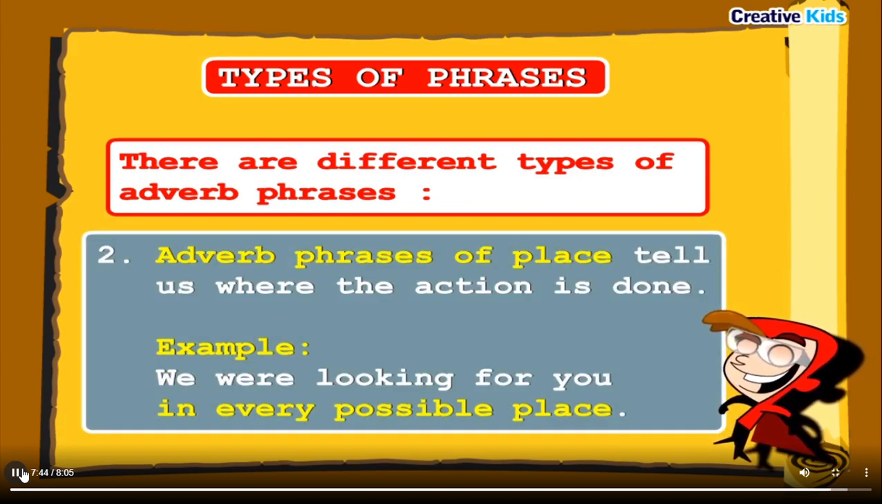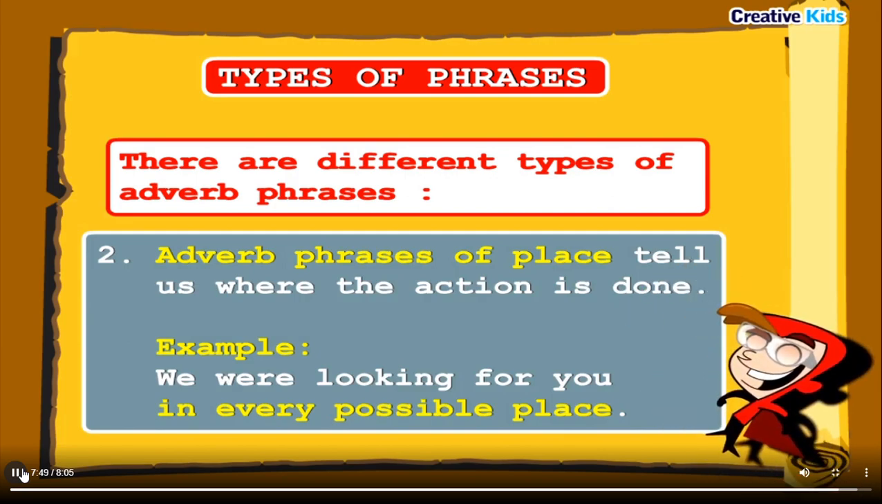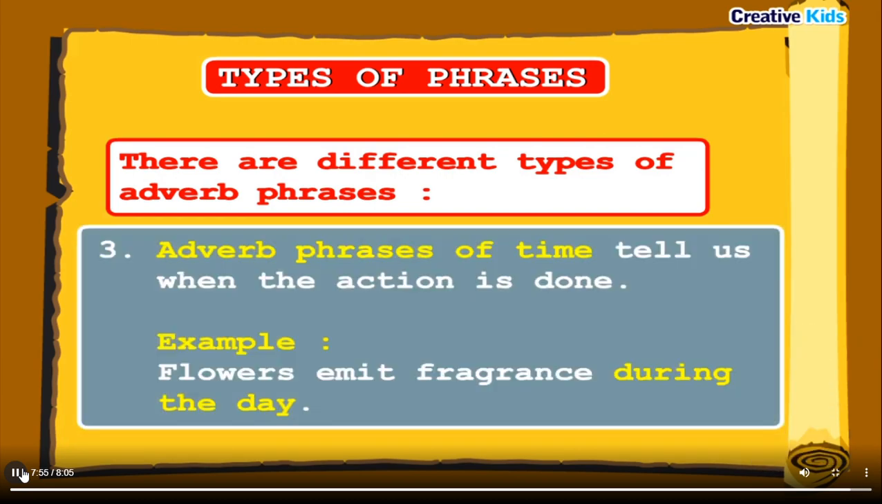Adverb phrases of place tell us where the action is done. Example: We were looking for you in every possible place. Adverb phrases of time tell us when the action is done. Example: Flowers emit fragrance during the day.